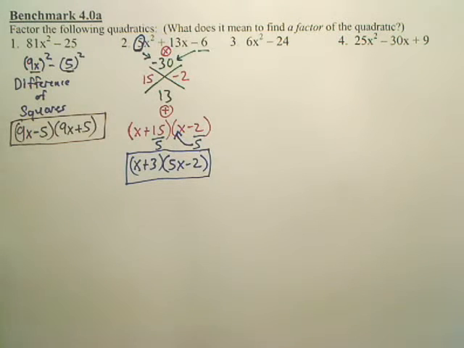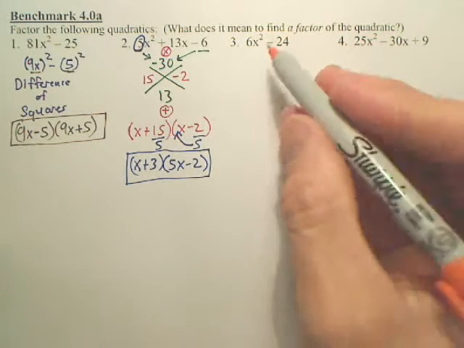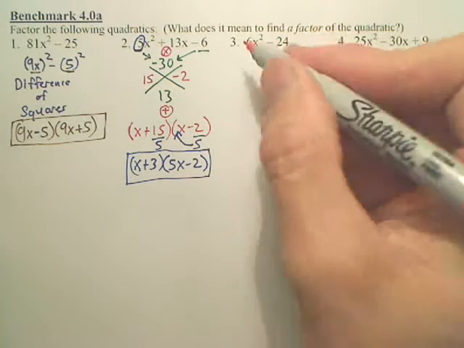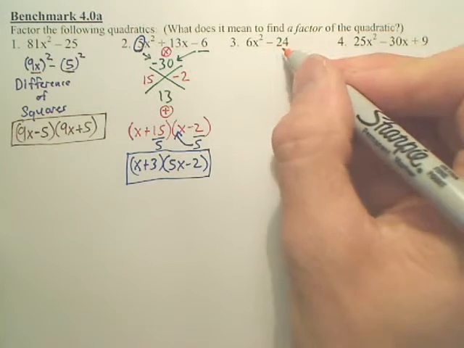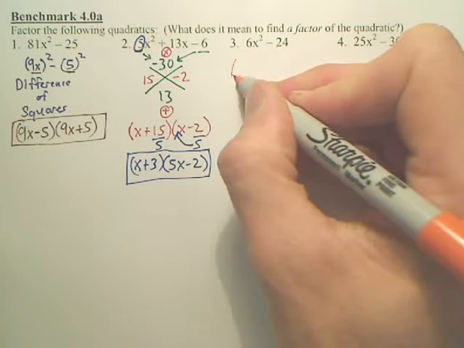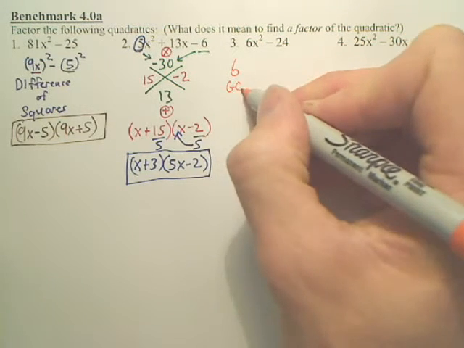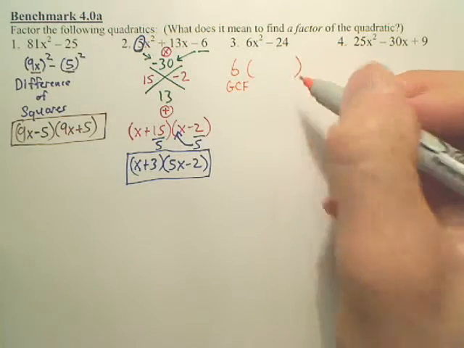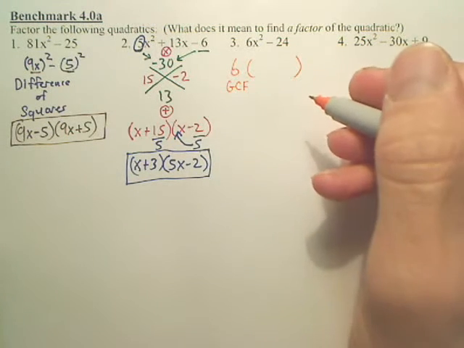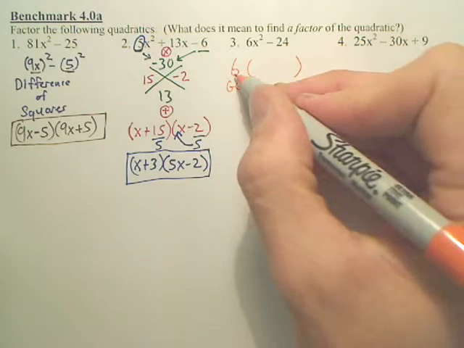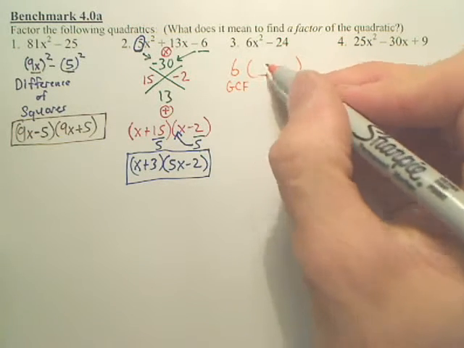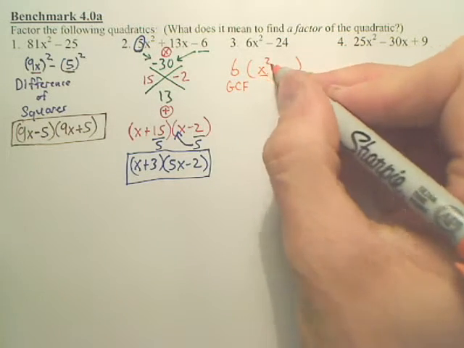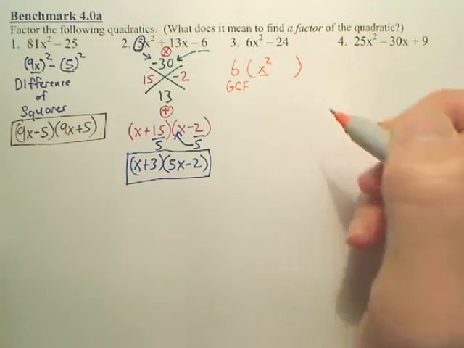Number 3. Is there a GCF? Yes, there is. What goes into 6 and 24? 6. 6 is your greatest common factor. GCF. Greatest common factor. Now, what's left when you pull these 6 out? 6 times what gives you 6x squared? X squared. 6 times what gives you negative 24?